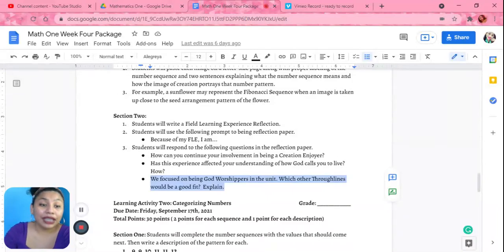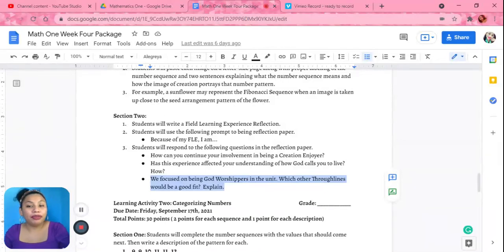So now there are 10 different through lines, right? One of them is God worshippers. And in this unit, we were God worshippers because we were looking at creation and we were praising God for all the creation that He has done. So I want you guys to find one more through line that relates to God worshippers or relates to creation or relates to something that we have done in this unit.